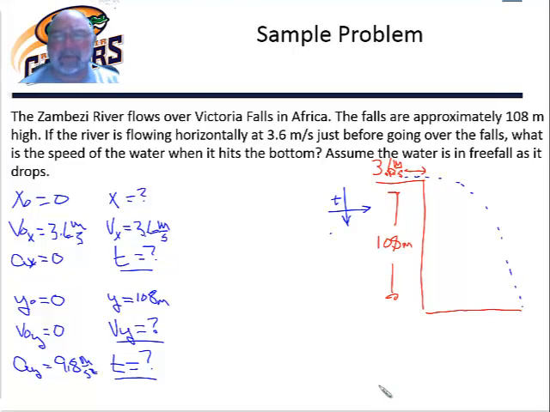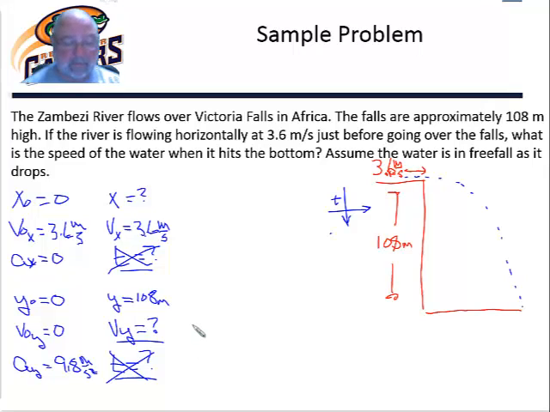Now, why do I need to know time? Well, I need to know time so I can find the velocity. Well, actually, do I need to know time? Do I have enough information? I don't need to know time. Mr. Miller, what were you thinking? I don't need to know time. I can solve for the vertical component of the velocity with the information that I have without needing time. So let's go ahead and do that.